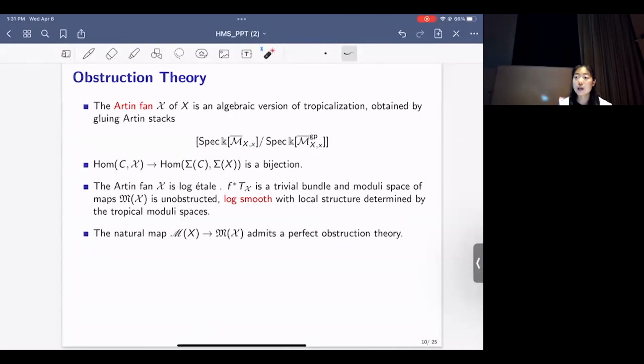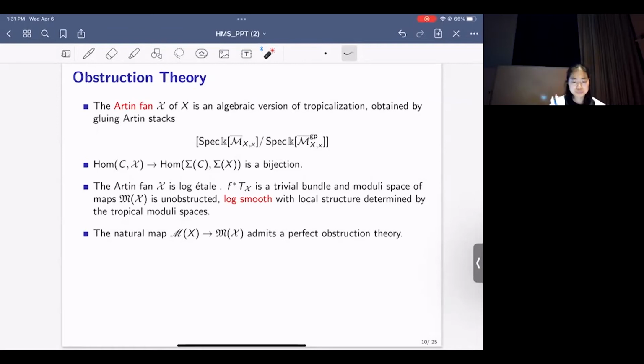which is called the Artin stack. The reason I call this an algebraic version of tropicalization is that if we look at a log scheme, the Hom from the log scheme to this object, the Artin fan, is in bijection with the Hom of the tropicalization of it to the tropicalization of the Artin fan. And this is a very nice object because it's log étale over a point.